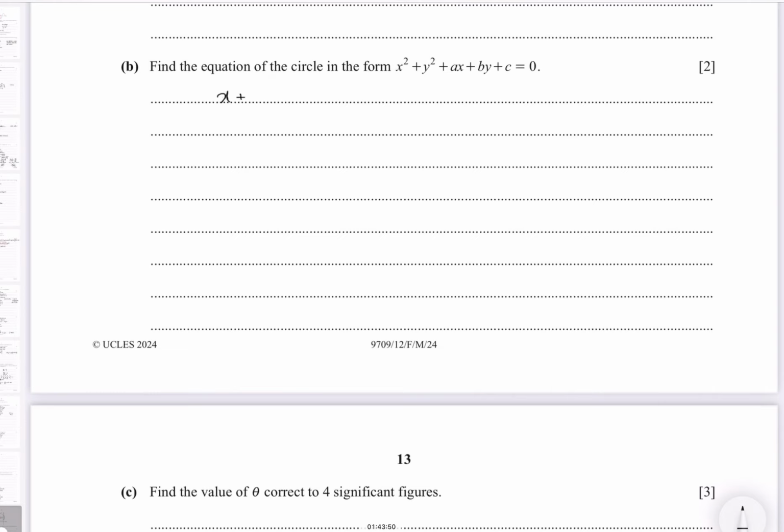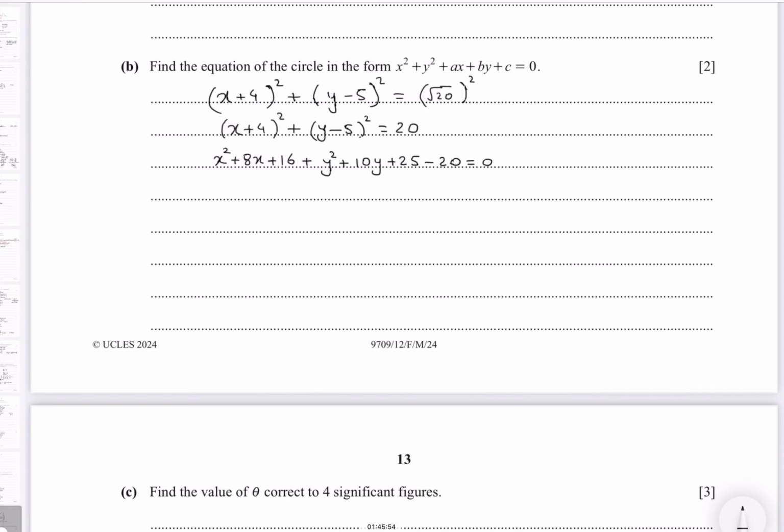Okay, find the equation of the circle in the form x square plus y square plus ax plus by plus c is equal to 0. (x plus 4) whole square plus (y minus 5) whole square equals root 20 whole square. So (x plus 4) whole square plus (y minus 5) whole square is equal to 20. Now open this like you use the identities (a plus b) whole square, (a minus b) whole square. So this becomes x square plus 8x plus 16 plus y square minus 10y plus 25 equals, actually I brought 20 over here.